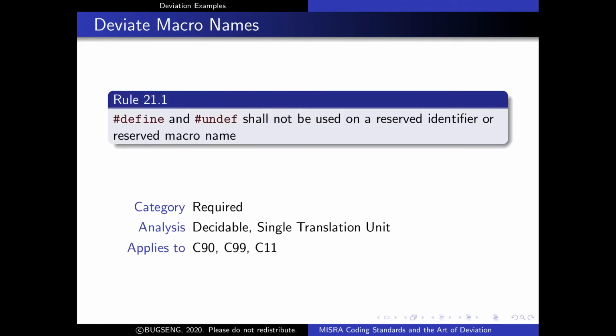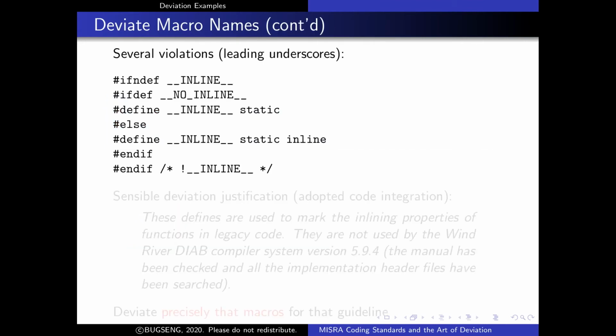Another example, rule 21.1. You shouldn't define or undefine reserved identifiers or reserved macro names, and the reason is very important. You see, this guideline is required. Because if you fiddle with the reserved names the implementation can use for any purpose, undefined behavior can happen. And this is a very serious situation.